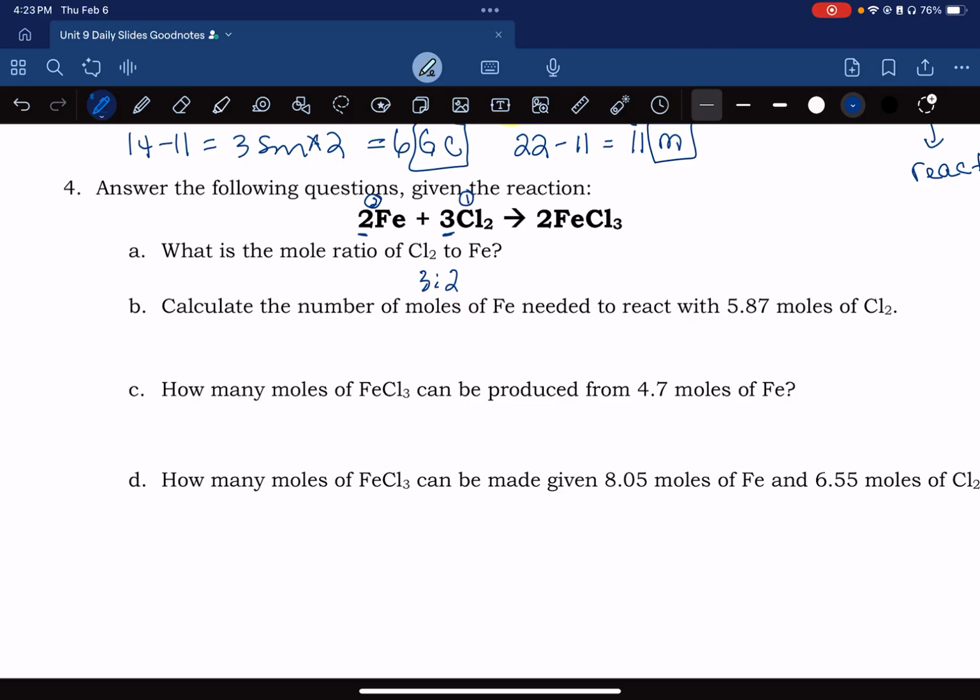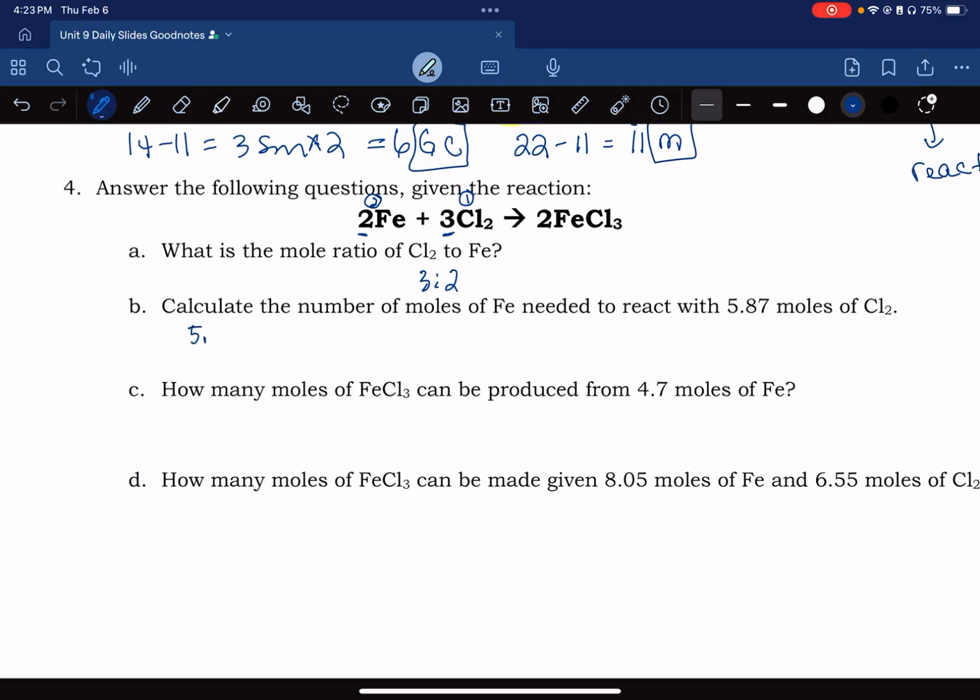All right, it says calculate the number of moles of iron needed to react with 5.87 moles of diatomic chlorine. All right, so the first thing we do in every problem, no matter if it's an easier mole to mole conversion or one of the more complicated gram to gram conversions, you want to go ahead and start with writing your problem down. That's always the first step.